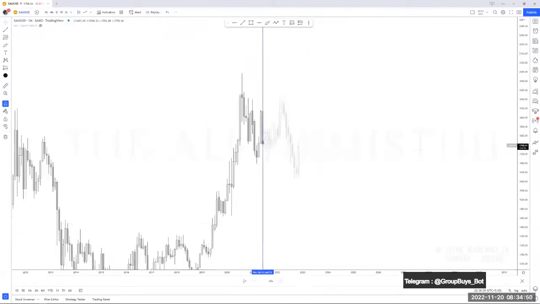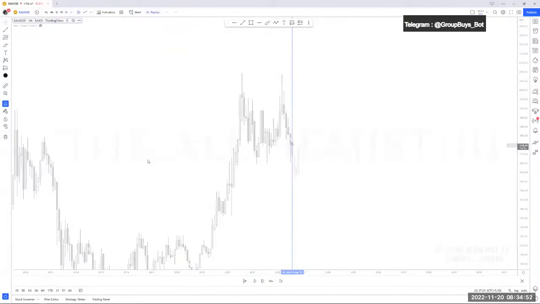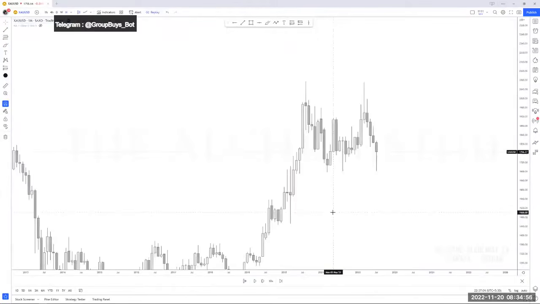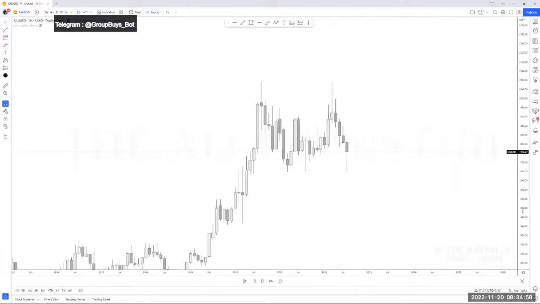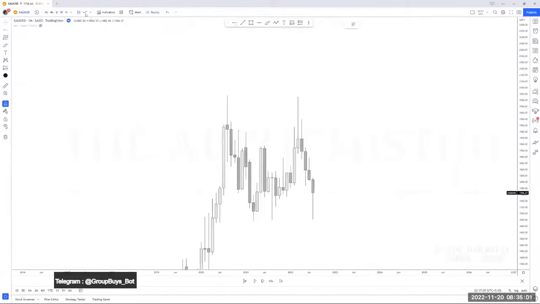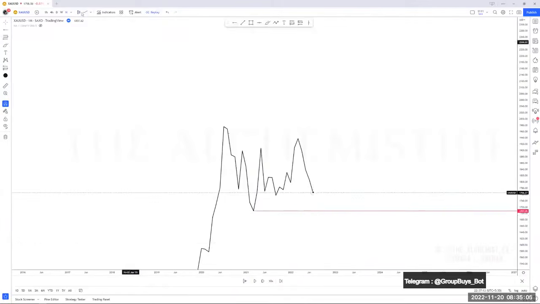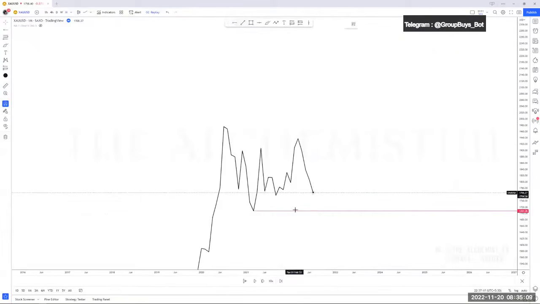So let's talk about this example itself. Now, what did I tell you? Monthly has closed above a monthly support. Monthly has closed above a monthly support, which means your next targets will be where? The monthly levels. The next monthly level will be your target.